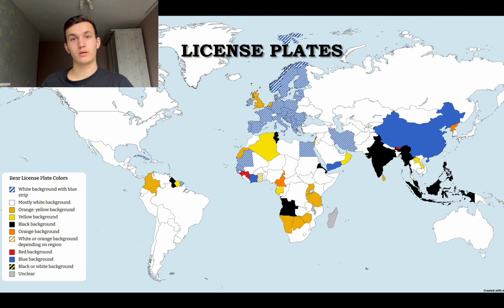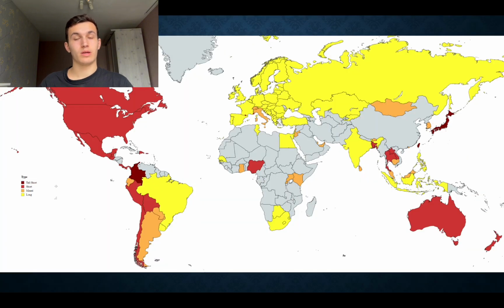In Eastern Asia, many countries have the black background, such as the Philippines, Indonesia, Malaysia, India, and also Myanmar, but it doesn't show on GeoGuessr as it's not covered. Let's go to the next map. It's also about the license plates.